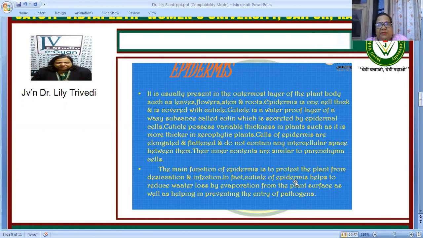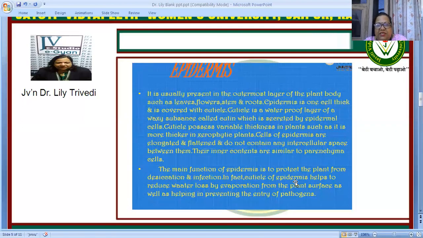Now, epidermis is one cell thick and the cuticle present on it is waterproof or waxy substance called cutin. Now, this cutin is of variable thickness in different plants. In xerophytic plants, it is of more thickness so that water loss is prevented. Now, no intercellular spaces are present in the epidermal cells, and the inner contents are similar to parenchymatous cells.